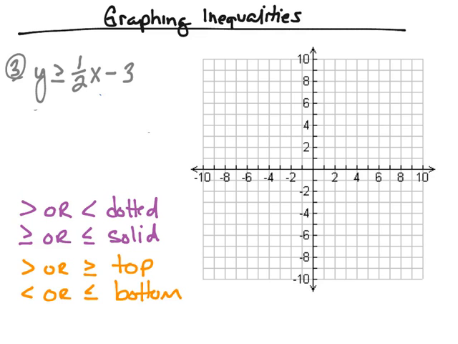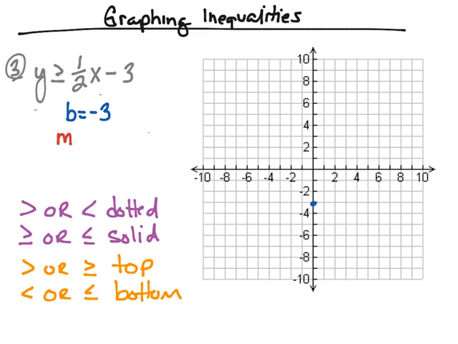Example number 3, we have y is greater than or equal to 1/2 x minus 3. We're going to start with the y-intercept, and the y-intercept in this inequality is negative 3. So that's where we're going to start from, right here at negative 3.